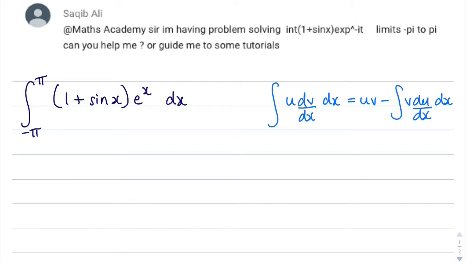Now the first thing, and probably the hardest thing, is to decide, well, what is u and what is dv by dx? Well, u is going to be 1 plus sine x. So let u equal 1 plus sine x. And then we've got dv by dx, and dv by dx is e to the x.